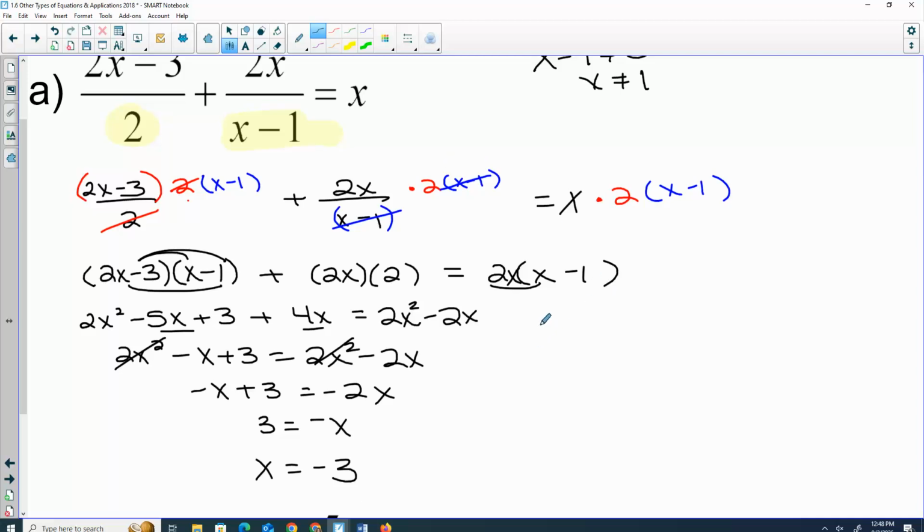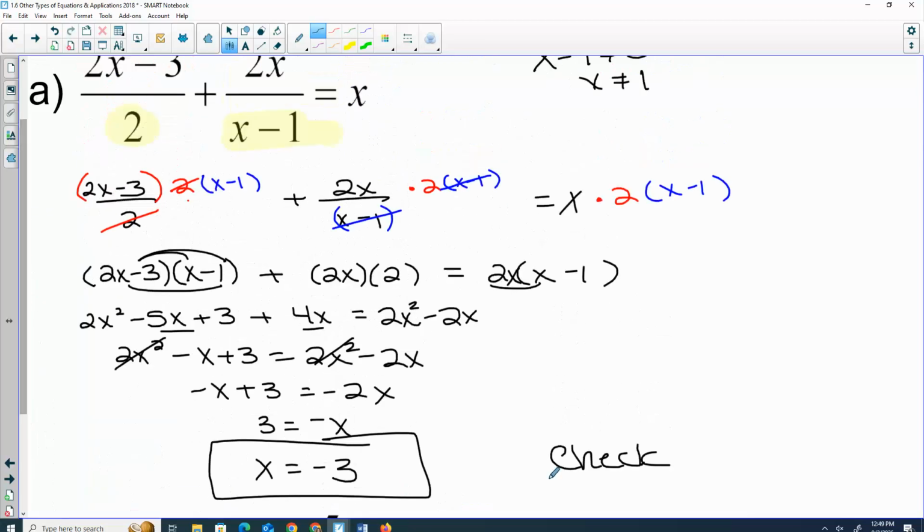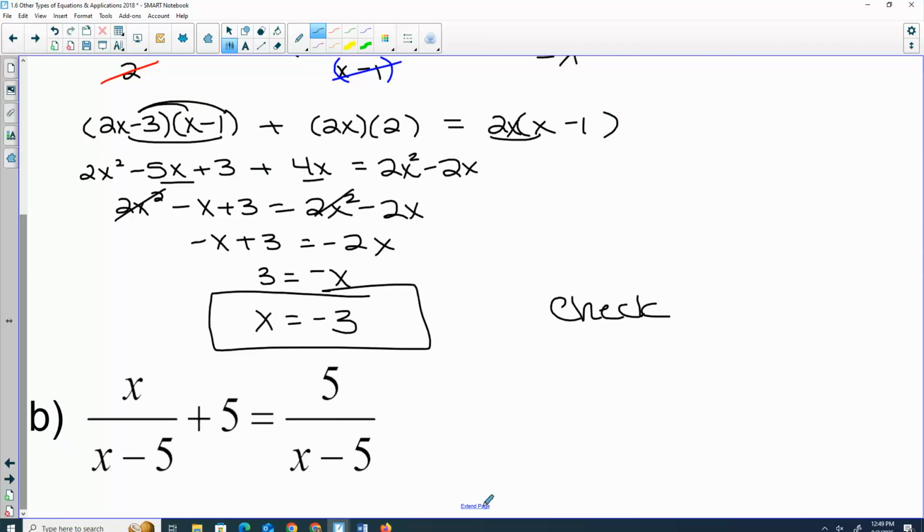How could you check yourself if you really wanted to? Plug it back in. So, at the very least on these, you need to check and make sure that your denominator isn't 0. On a test or quiz, it may not be a bad idea to take the time to pick up a calculator, plug it back into the original problem, and make sure it really does work out. Is that one okay? We're going to work a few of these together. So here's our next problem.